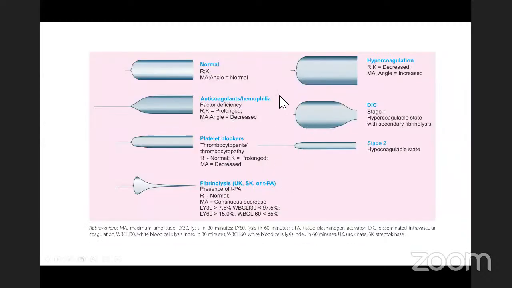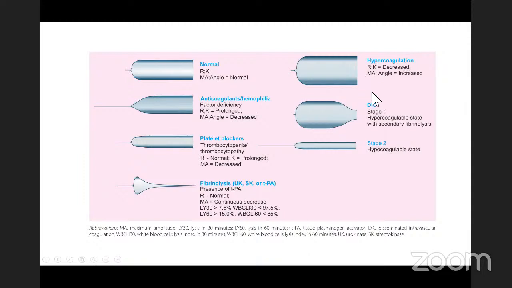These are the different types of TEG which we get in abnormalities. This is the normal TEG, which has R, K, and MA angle, which are all normal. This is the TEG graph which we get during anticoagulants or hemophilia and factor deficiencies, where R and K are prolonged and maximum amplitude and angle are decreased. And this is the TEG which we get in platelet blockers, where R is approximately normal, K is a bit prolonged, and MA is decreased. This is the TEG which we get in fibrinolysis, in which R is again normal and MA is continuously decreasing with the lysis time, which is less than 75%, and lysis 60 is less than 15%.